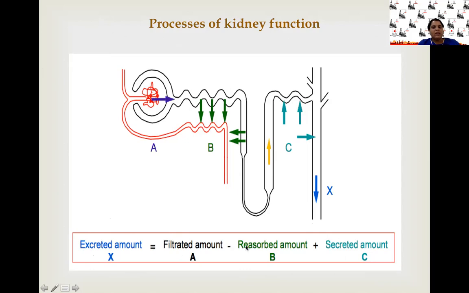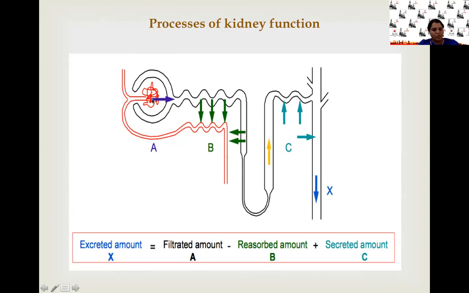So for you to calculate the excreted amount, you should know the filtered amount, and what is reabsorbed and secreted. The filtered product minus the reabsorbed plus the secreted product will give you the ultimate excreted amount, which is the urine.